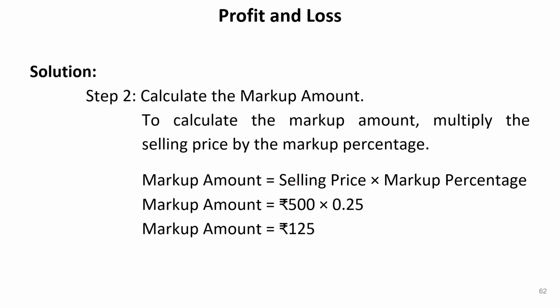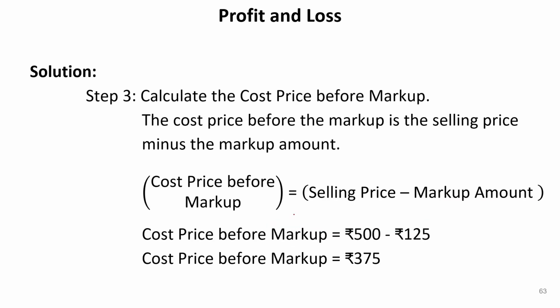Then calculating the markup amount. So markup amount will be 500 into 0.25, because markup amount is equal to selling price into markup percentage. It is given as 500 and 25%, and in decimal form 25% is 0.25. So markup amount became 125 rupees. So the cost price before markup is selling price minus markup amount. So it is 500 minus 125, that is equal to 375 rupees.